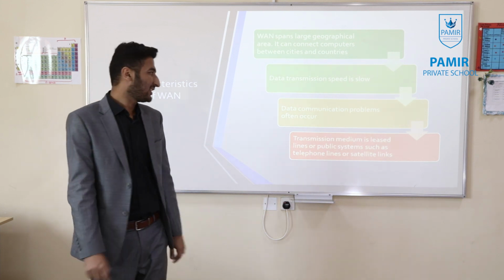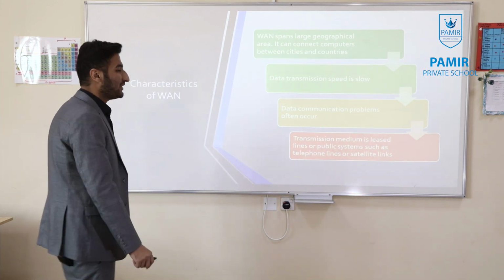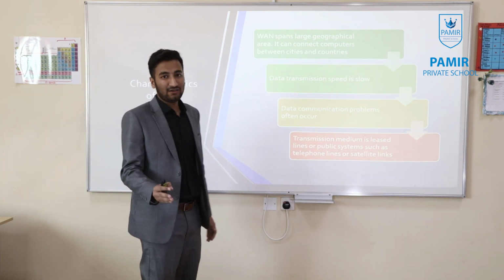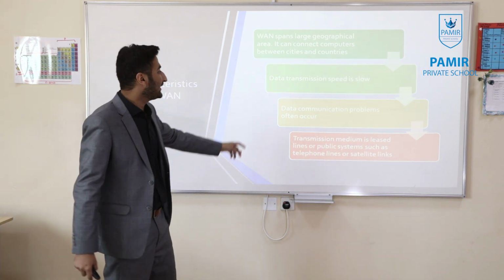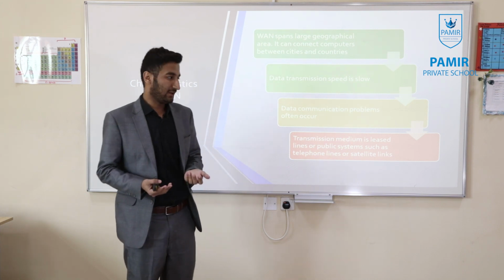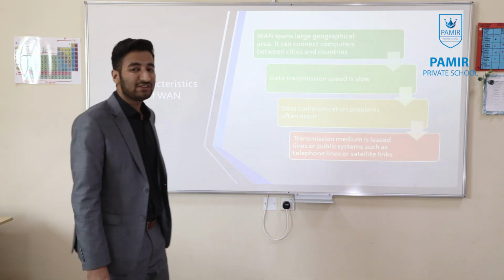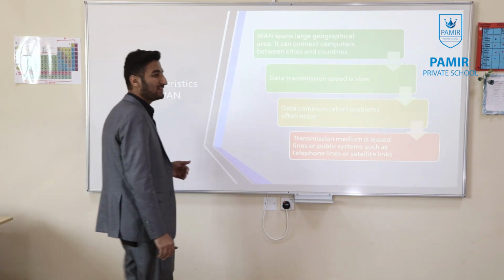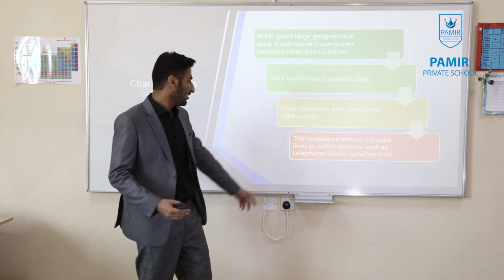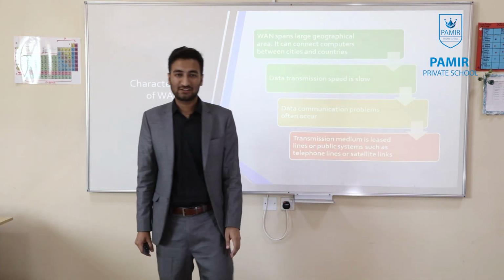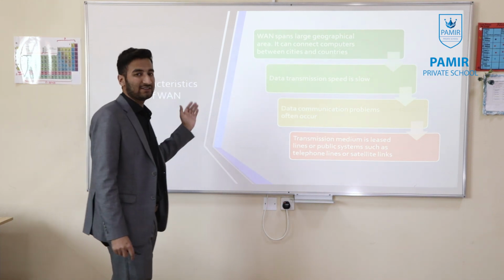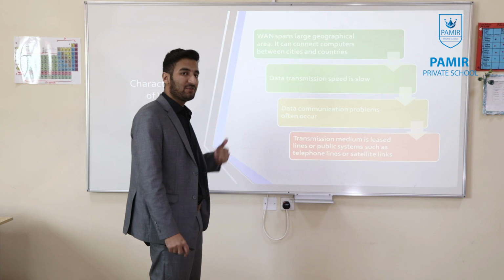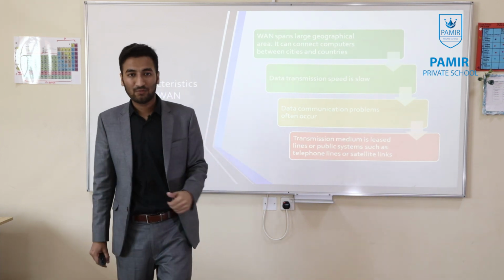Data transmission speed is low, and data communication problems can occur. When we have more computers, we have more networks, so data communication problems can occur frequently. Second, the medium is a public system medium, that means there can be telephone lines or satellite links. So WAN covers a large area, but it has some problems, like low data communication speed.